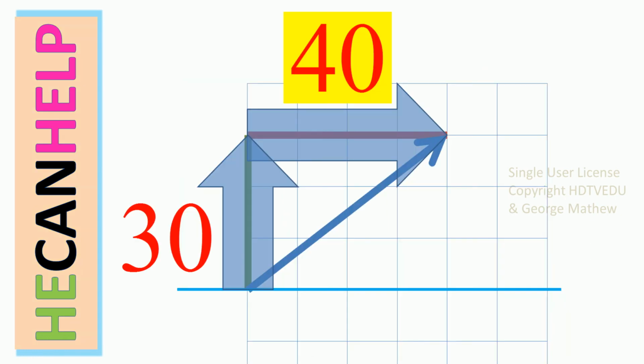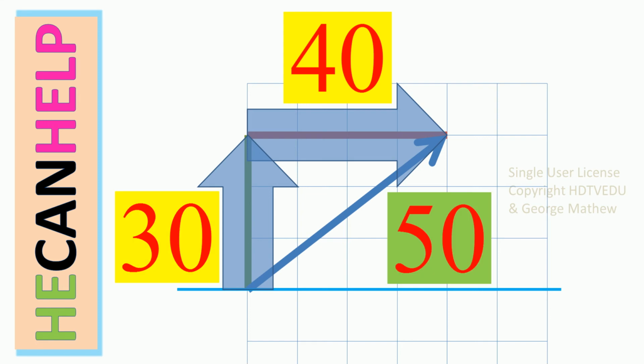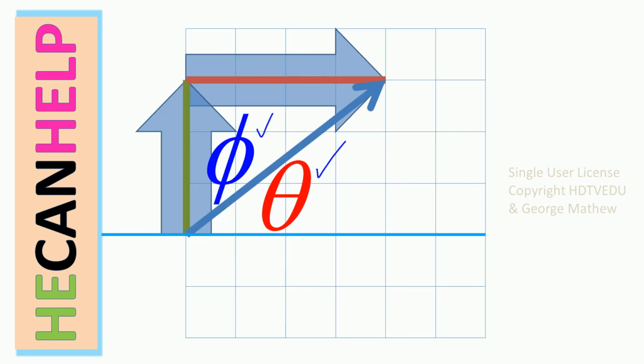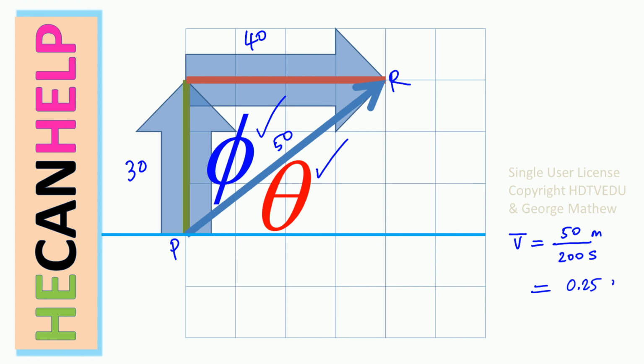We have the angle with respect to the horizontal, and the angle with respect to the vertical. We have the sides 30, 40, and 50. And we have the time to go from P to R. What is the displacement? The displacement is 50. So what is your average velocity from P to R? It will be 50 divided by the time to go from P to R, which is 200 seconds, so 0.25 meters per second.